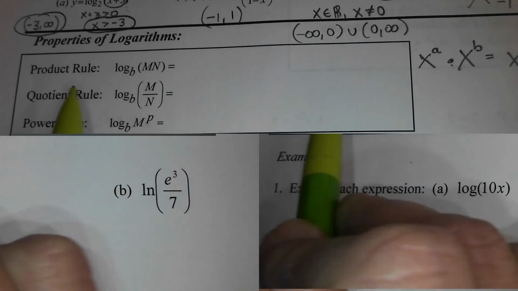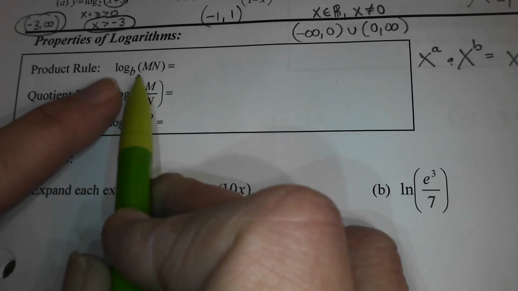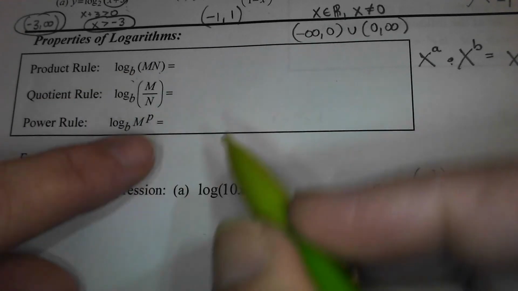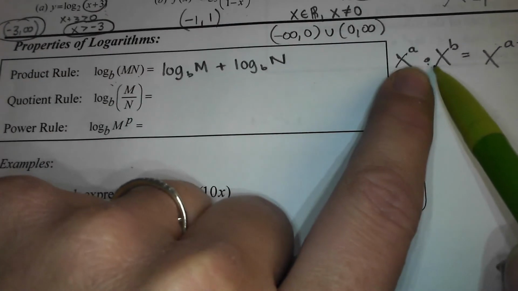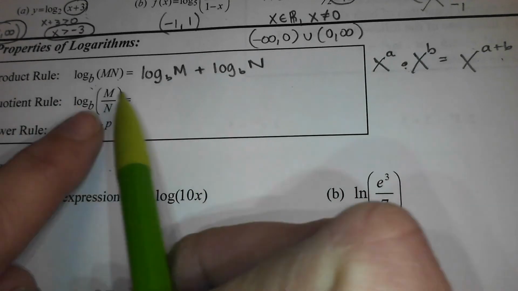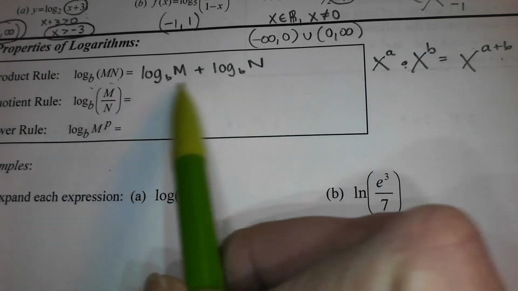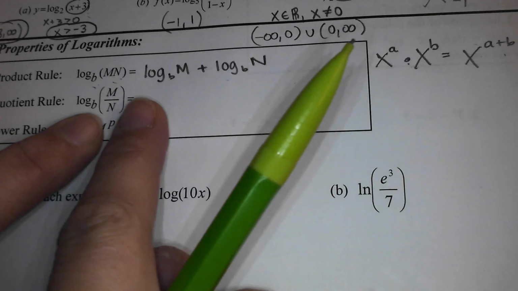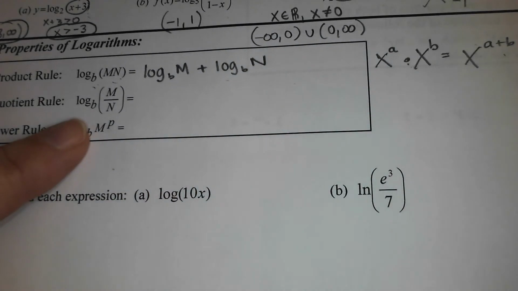There's reasons we want to expand things. Right now this is condensed into a single log, but you're taking the log of a product. That expands into log base b of m plus log base b of n. So just like multiplying with exponents attaches to addition, multiplying with logs attaches to a separate addition. Does that make sense? Okay. Likewise, division associates with subtraction.